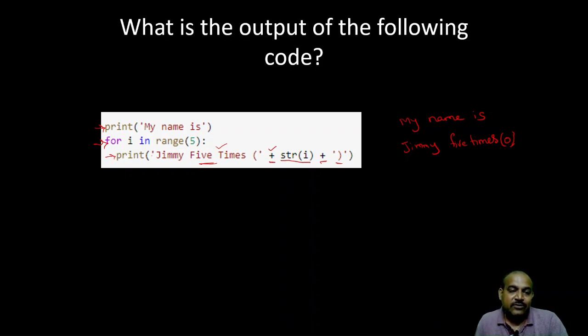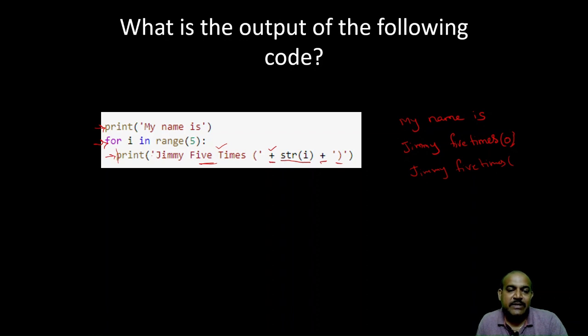Next, it has executed all the statements inside the for loop. Again it goes back to the for loop and increments I by 1. So I becomes 1 now. Previously it was 0, now it becomes 1. Now check 1 in range of 5. Yes, 1 is in the range of 5. Therefore again it enters into this loop and it is going to print Jimmy 5 times. Same thing will be printed.